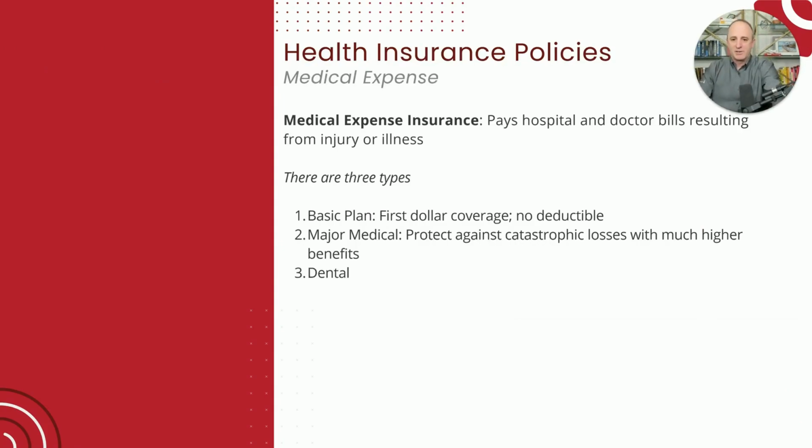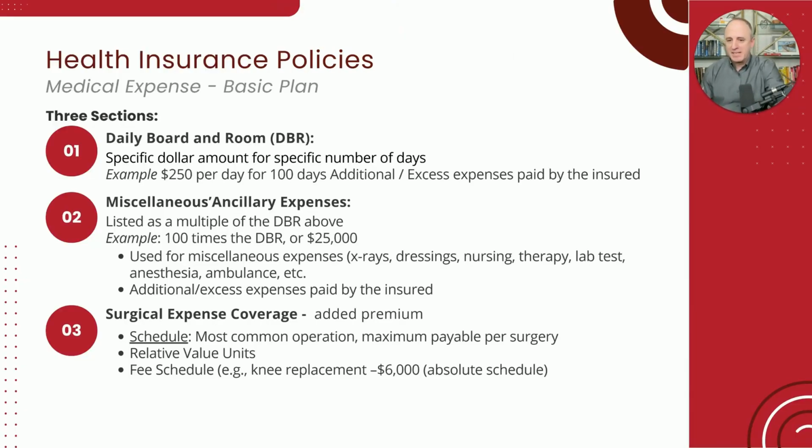All right, so with health insurance, with medical expense, this is, again, what you know traditionally as health insurance. And there's 3 basic. You've got a basic plan, first dollar coverage, no deductible. You've got major medical, where basically you're going to have a deductible. There's going to be more benefits. And then you've got dental insurance. So with a basic plan, this will cover daily room and board, for instance, $250 per day for 100 days in a hospital or that kind of facility.